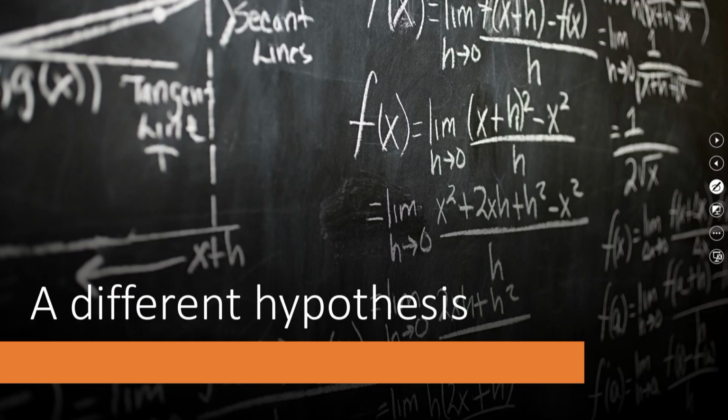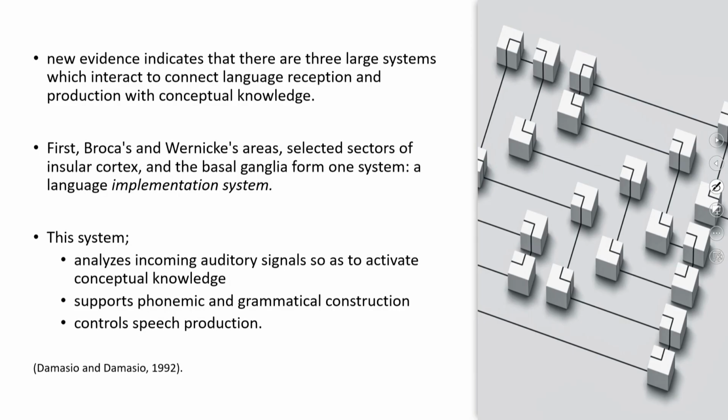Based on these later understandings, very different hypotheses have been put forward. We will discuss only one of them, but there are more, and new evidence is coming up every other day. New evidence indicates that there are 3 large systems that interact with each other in order to connect language reception, production and conceptual knowledge. Anything to do with language, you already understand, involves reception, that is comprehension, and production, and then of course there is conceptual storage or conceptual knowledge.